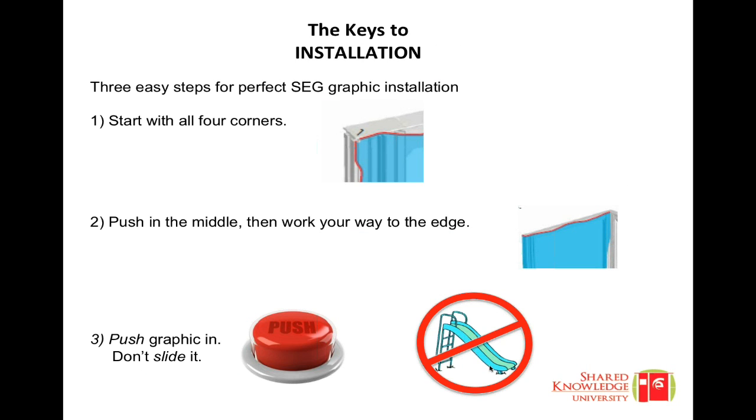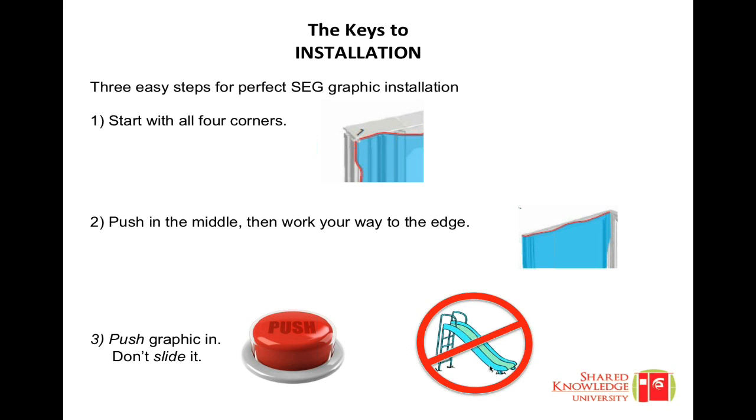So if we want to head off to the next one, let's talk about installation. There's 3 easy steps to help with your SEG graphic installation. And again, this is really no matter what system you're using, these general principles will apply. However, there might be some caveats here and there. So the first thing is whenever you're using SEG, you always want to put your 4 corners in first. Before touching in between, secure those 4 corners. After that, you want to push in the middle part of the fabric, and then you're going to work your way to the edge.